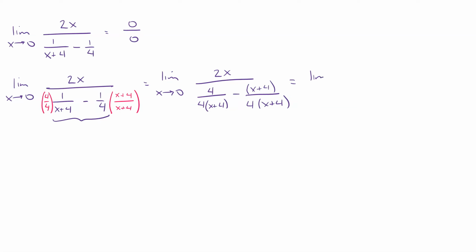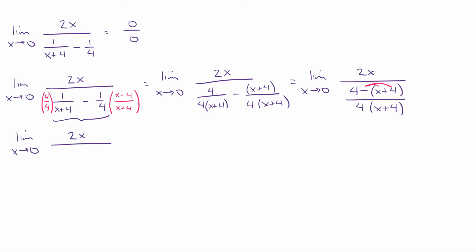So now we have the limit as x goes to 0 of 2x over 4 minus, parentheses, x plus 4, all over 4 times x plus 4. Distribute your negative. Simplify one more time. And that leads us to the limit as x goes to 0 of 2x over negative x over 4 times x plus 4.